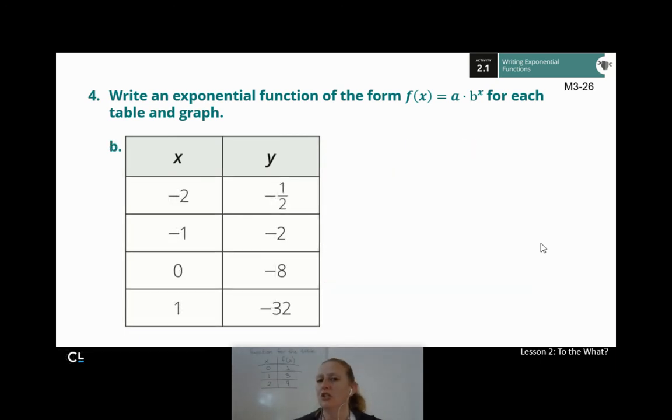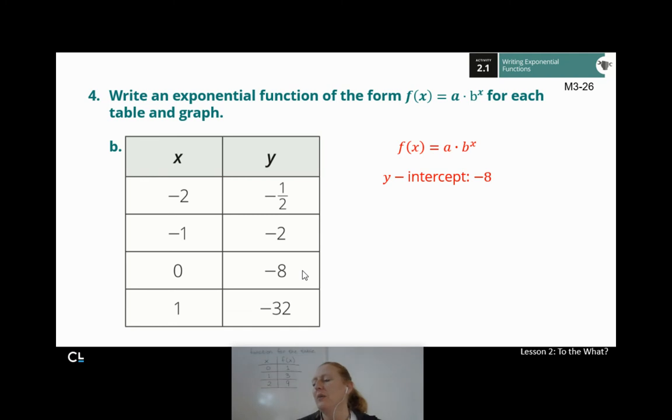How'd you do on B? This one looks scarier, but it wasn't that bad. I'm still doing f of x equals a times b to the x power. For my y-intercept, I'm looking for where x equals 0. That's where it is. So my y-intercept is -8.